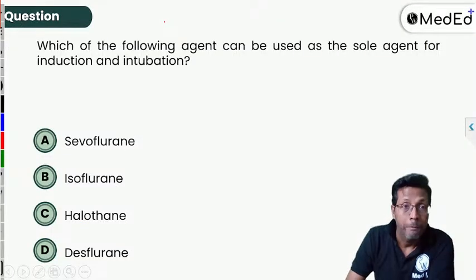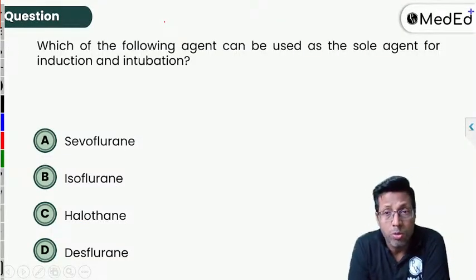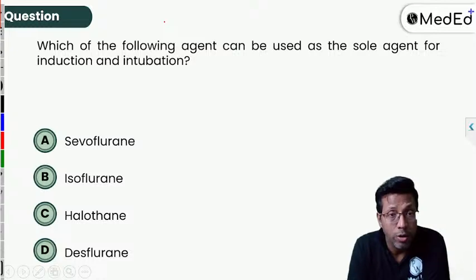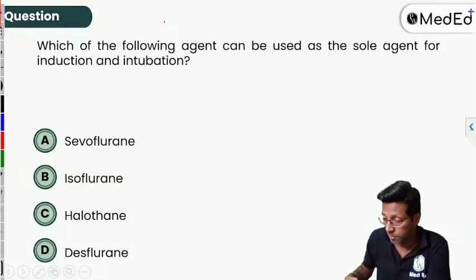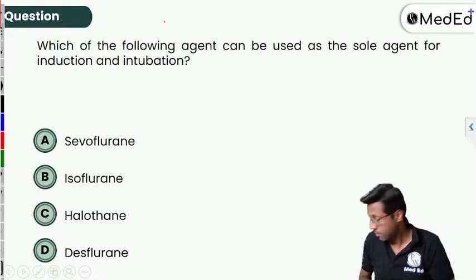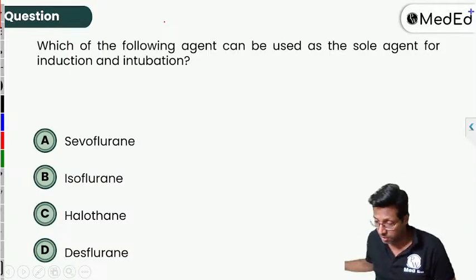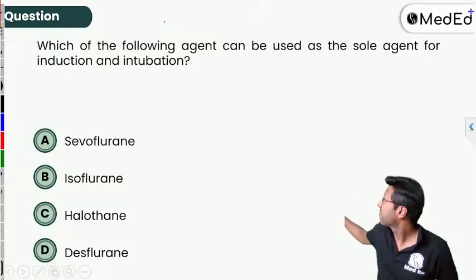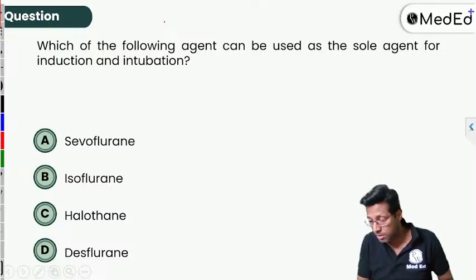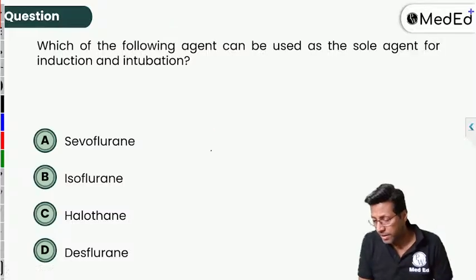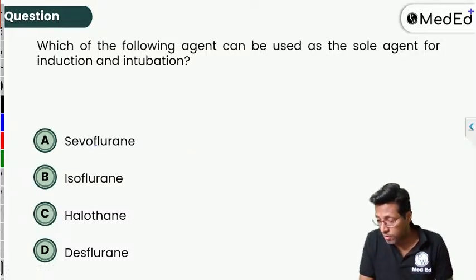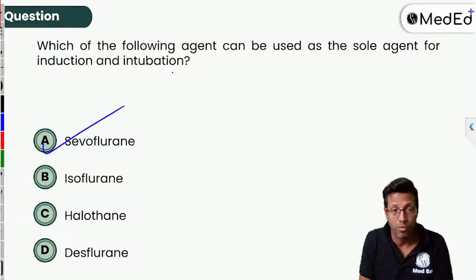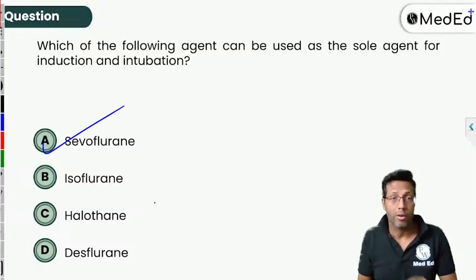Right? Next question. Which of the following agent can be used as a sole agent for induction and intubation? Sevoflurane, isoflurane, halothane, desflurane. Simple question. Yes. I think all of you have given me correct answers, right? No one is wrong. Absolutely correct. The answer is sevoflurane.